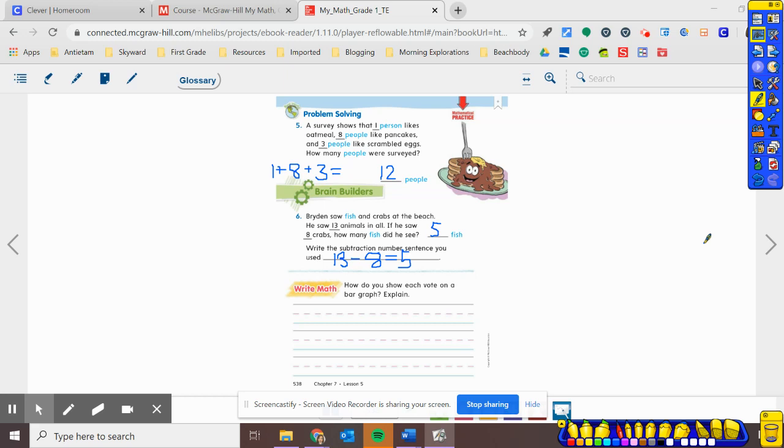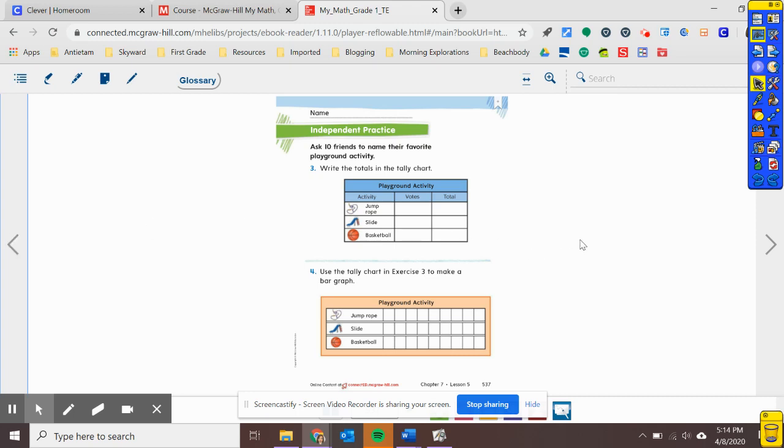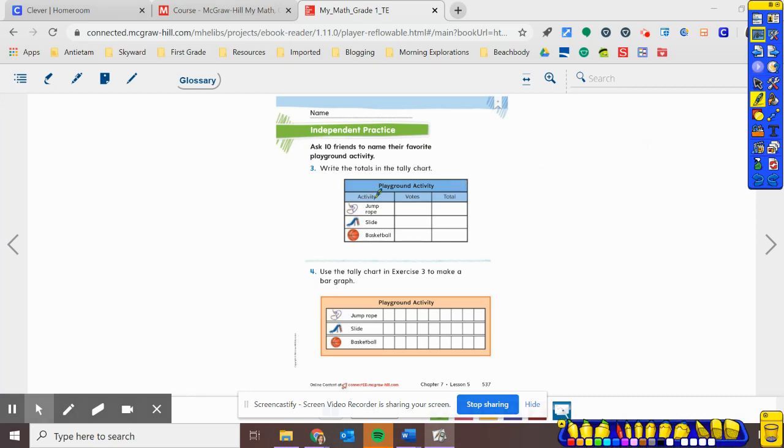Make sure your paper looks like mine. And then we're going to turn back to the independent practice. So what you're going to do is you're going to complete the tally chart after I show you how many votes should be for each thing. So get ready because you're going to draw the tally marks as I'm showing you how many people voted for each activity. So for jump rope, there were 4 people that voted. So draw 4 tally marks for jump rope.